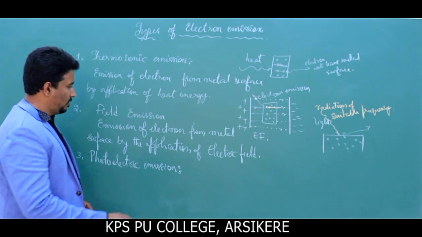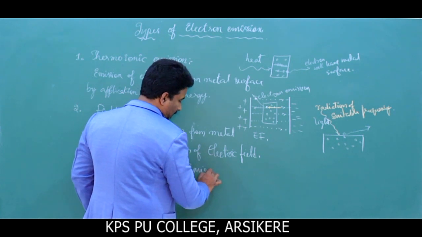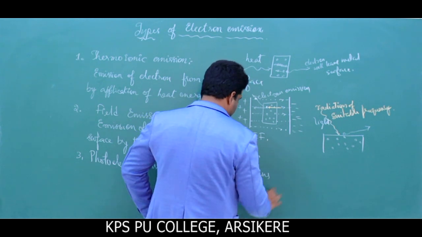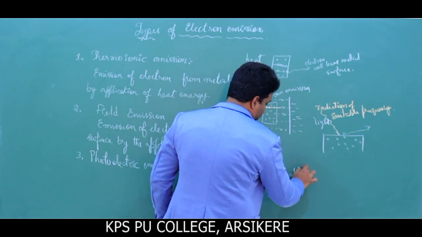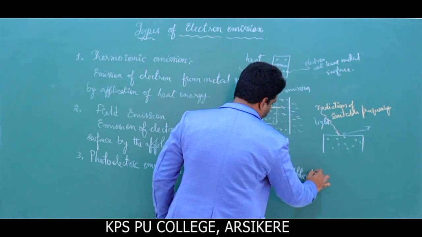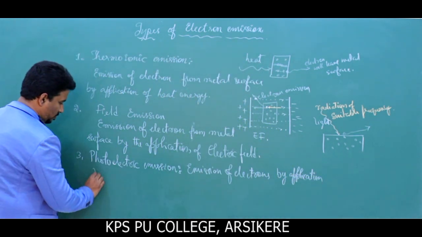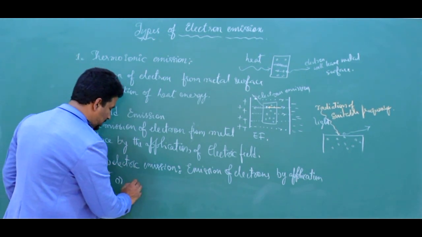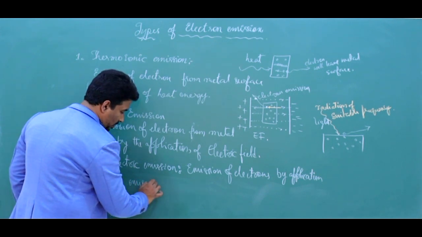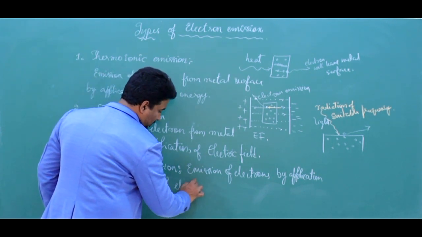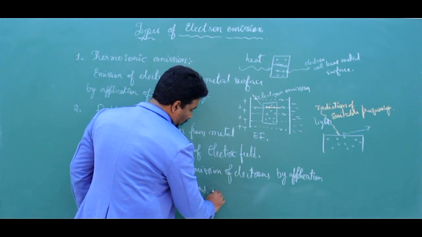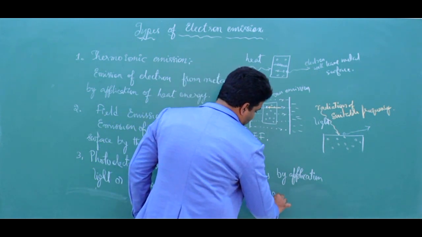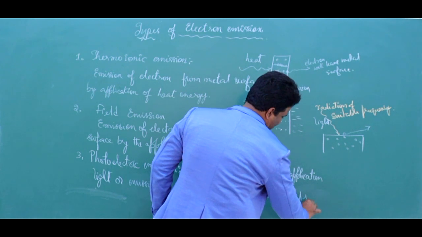So we will write the definition. What is that? Emission of electrons by application of light. We can also define it in this manner: emission of electrons when light falls on metal surface.